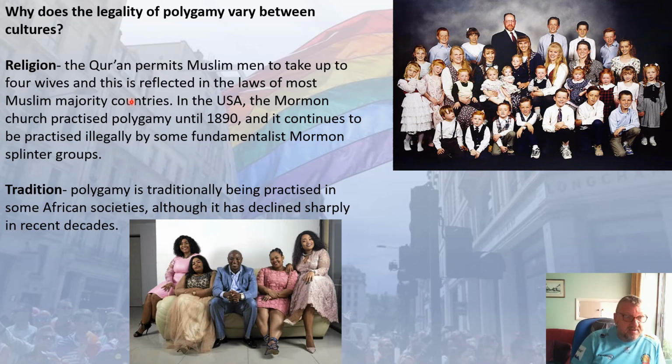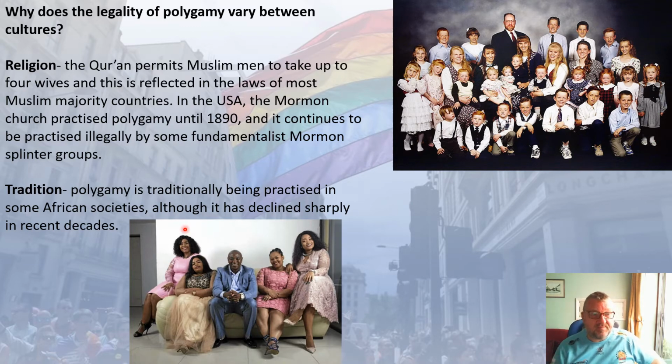In the USA, the Mormon Church practiced polygamy until 1890, and it continues to be practiced illegally by some fundamentalist Mormon splinter groups. So here is a Mormon family. If you're in my class, I'll be showing you a video on this. One man, he actually has 6 wives. There's only 5 here. These are his children, and he's a practicing Mormon. Now, it's perfectly legal for him under USA law to live with these women and father children by them, but as soon as he starts to marry them officially, then he commits the crime of bigamy. So it's quite interesting how there's a nuance there within the law.